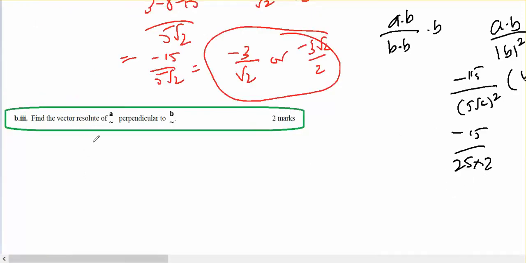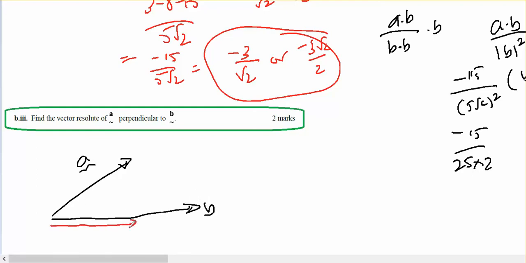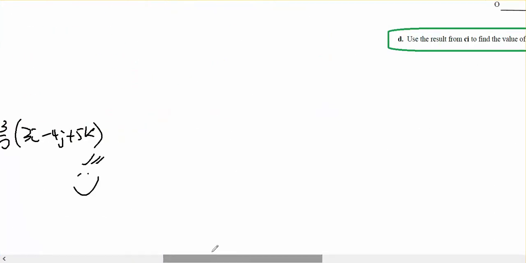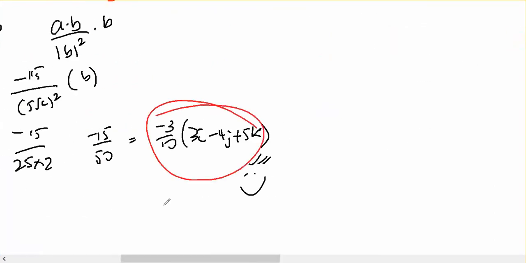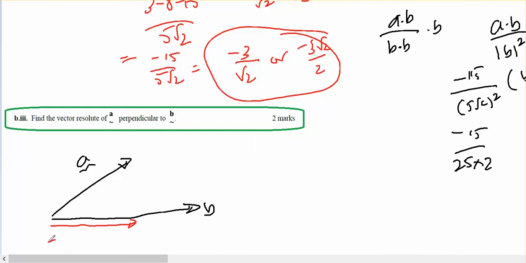Looking at B part 3, I want the vector resolute of a perpendicular to b. Okay, so I now have a. I've broken a into a bit that is in the direction of b, and that's this here. So that is minus 3 on 10 times b. And now I'm looking for this one here, which will be the vector resolute of a perpendicular to b.